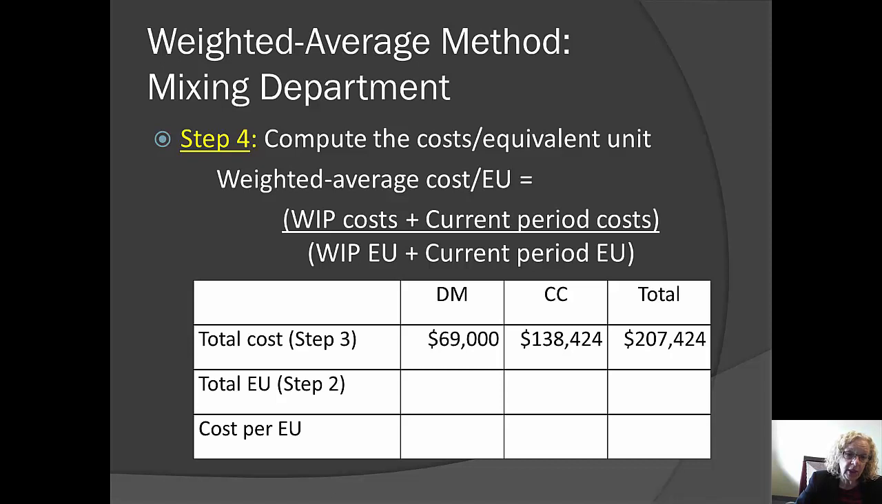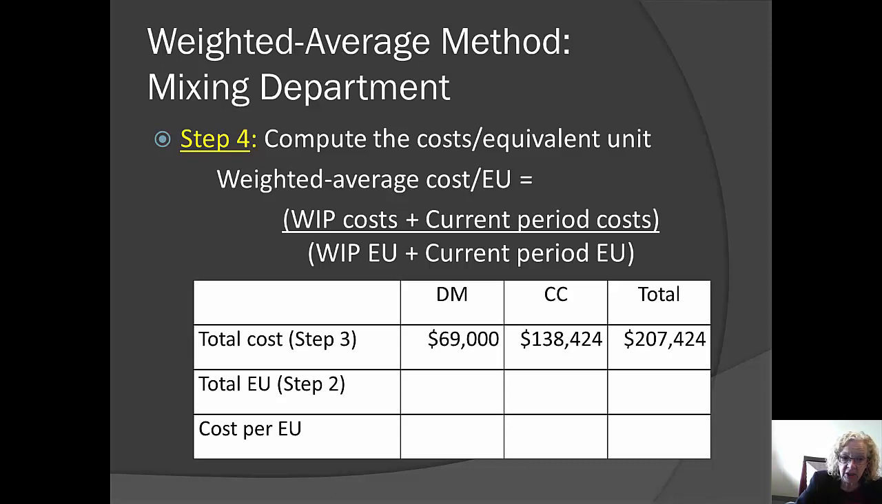So, the way that we're going to do that is to figure out the weighted average cost per equivalent unit. In the weighted average method, we make no distinction between old costs and new costs. We mix them together, and our only concern is on the output side. Where did this mix of old costs and new costs end up?